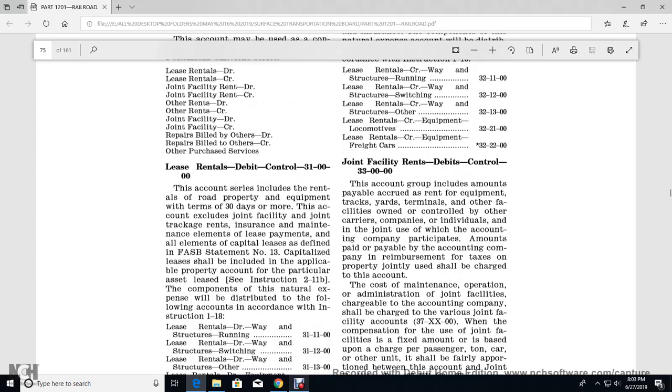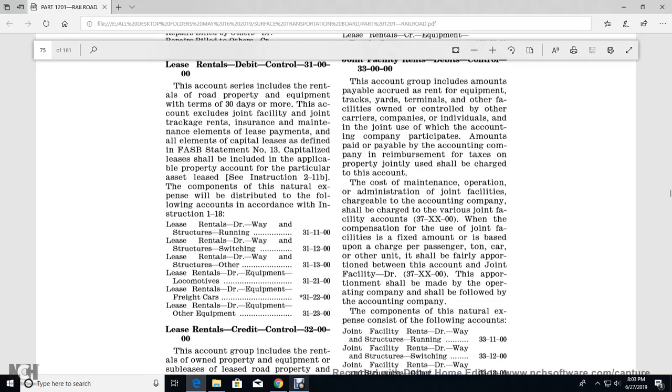33.000. The account group includes the amount payable to crew, the rent for equipment, the track, terminals, and other facilities owned and controlled by the other carrier, the company, the individual, or the joint, which for the accounting company participates with the amount payable, with the reimbursement of the tax properly. Jointly, the sub shall be charged with this account with the cost of maintenance of the operation of the joint facility chargeable to the accounting company.